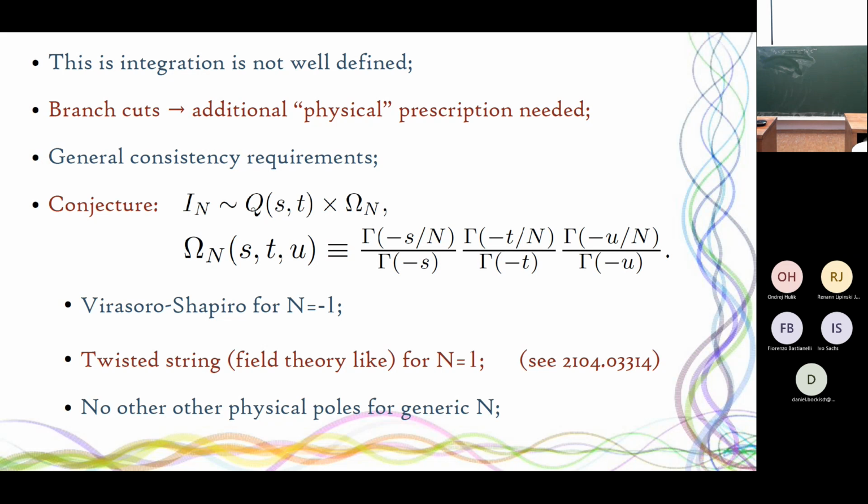But then if you go to higher mass levels, you automatically have higher spins, so you can expect some complications in your scattering amplitude, and this is what happens here.